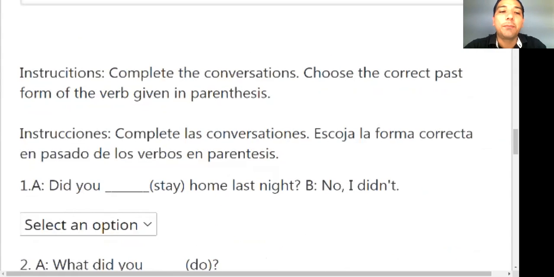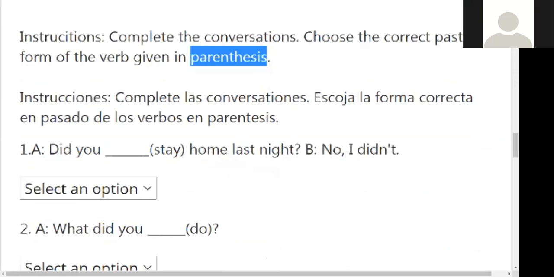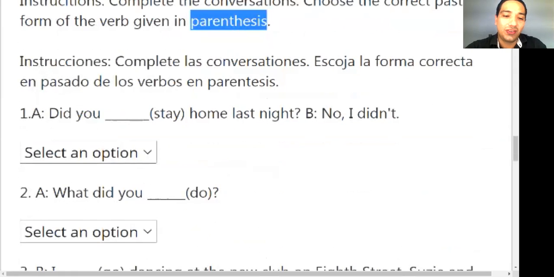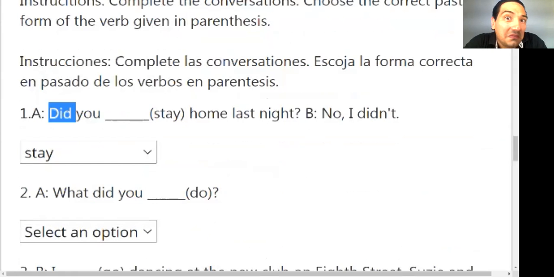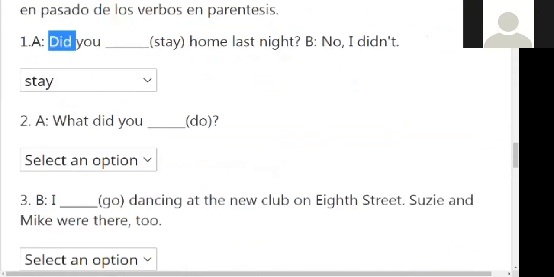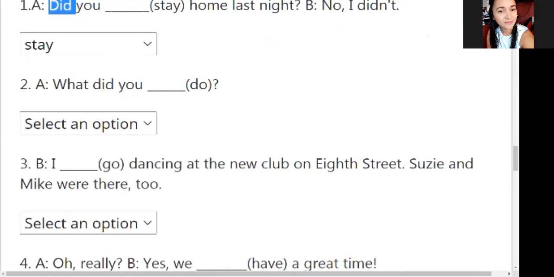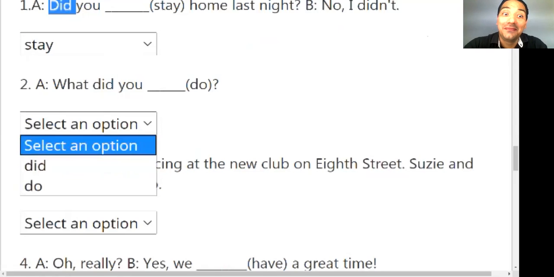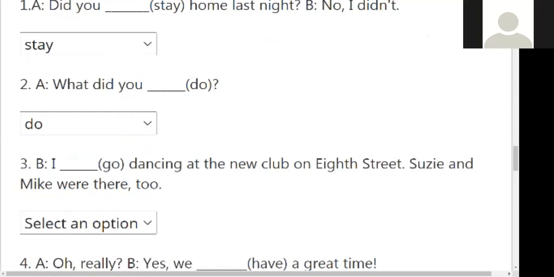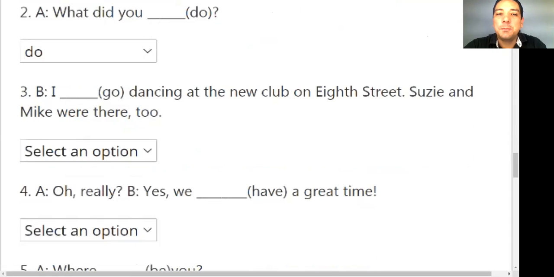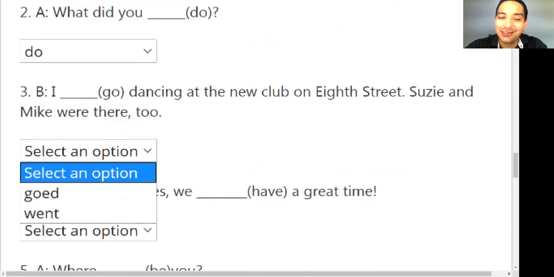Okay. Next, choose the correct past form of the verb given in parentheses. Okay. Did you stay? You have the auxiliary, so the simple form. Stay in the base form. Yeah, the base form. Excellent. Do. What do you do? Do. Have the auxiliary past. Okay. So, is this positive or negative? Negative. You sure? No.